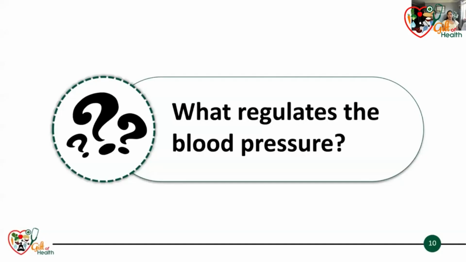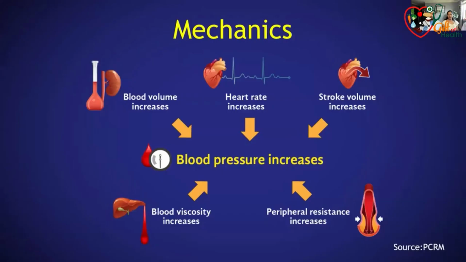So to understand how to manage high blood pressure, you have to understand what actually regulates blood pressure. What are the things that affect our blood pressure? If you look at the mechanics of how blood pressure is regulated, a lot of it depends upon the viscosity. Viscosity means the thickness of the blood, and the resistance.